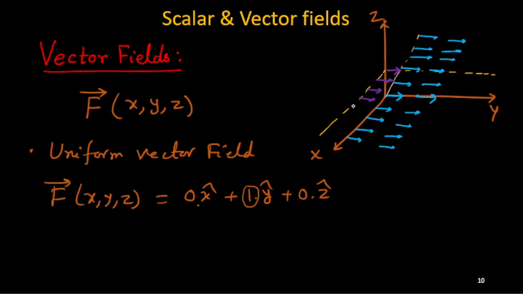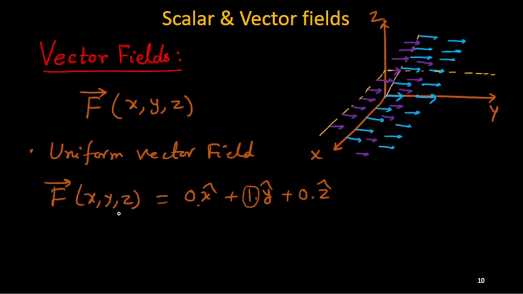Is it okay? So now this vector field, right? So these are all the vector fields. You can see that I can draw it more. It could be here. So this is a uniform vector field directed in y direction only.